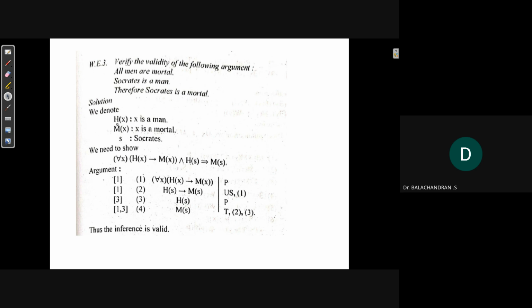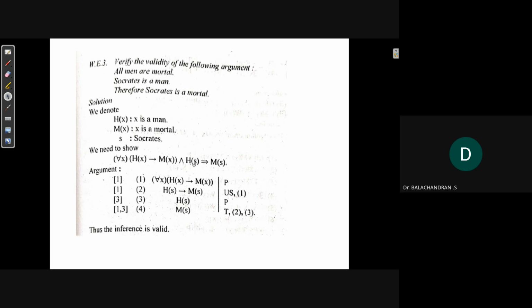So H of x is: x is a man, because here they are using M. So M of x: x is mortal. And Socrates is a name, so I'll use a small letter s. Now we show that all men are mortal: for every x, H of x implies M of x. Every man is mortal. And then you can put 'and' or you can put a comma: Socrates is a man. Here s means Socrates, and H of x means x is a man.